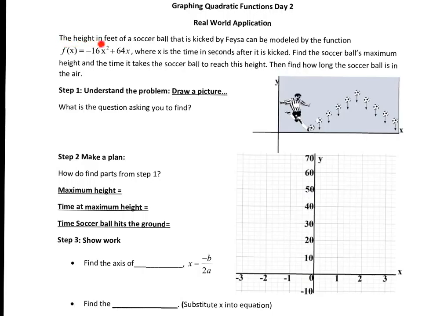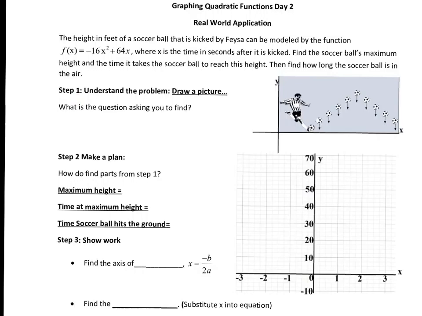The height in feet of a soccer ball that is kicked by Fesa can be modeled by the function f of x is equal to negative x squared plus 64x, where x is the time in seconds after it is kicked. Find the soccer ball's maximum height and the time it takes the soccer ball to reach this height. Then find how long the soccer ball is in the air.